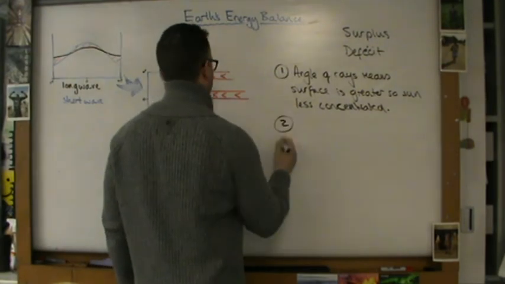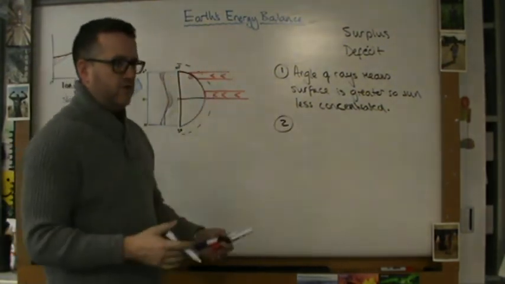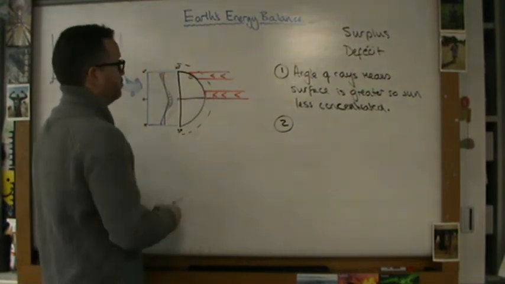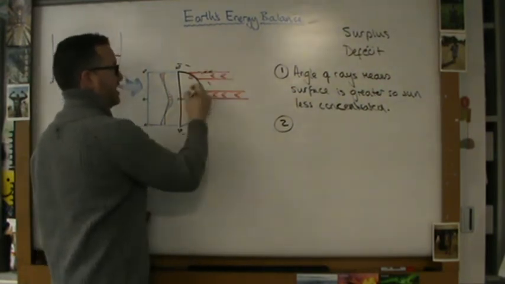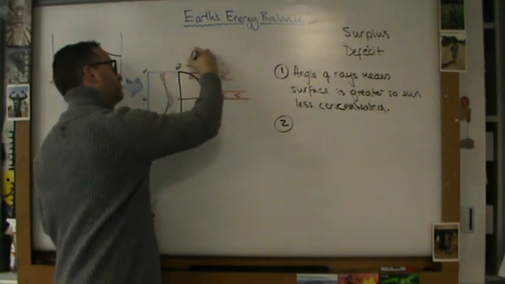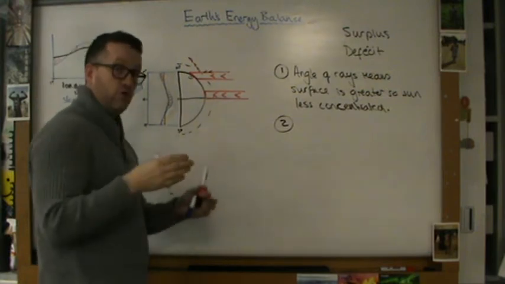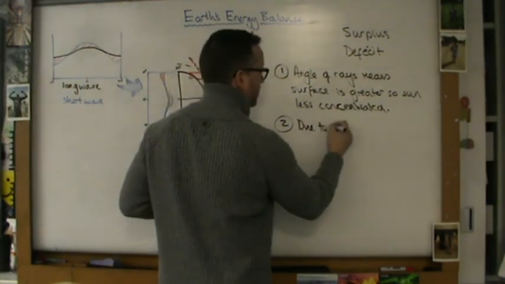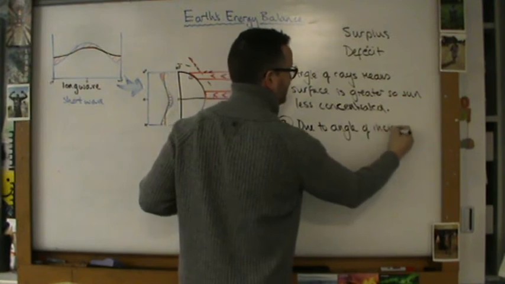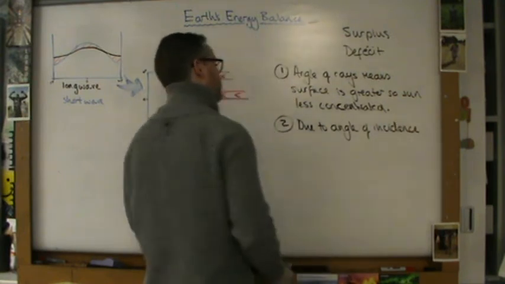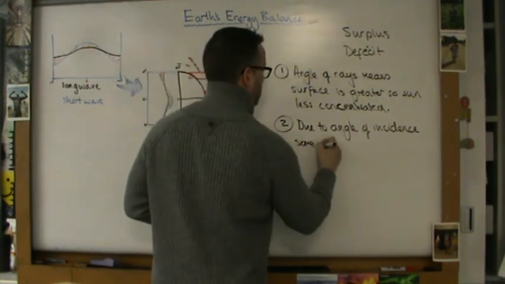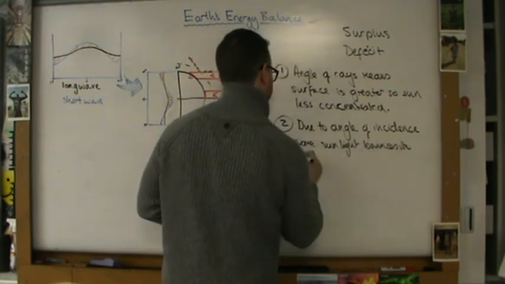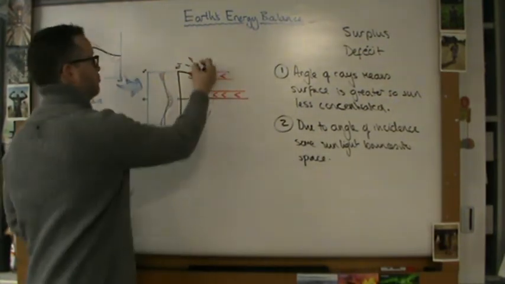2. A bit like when you're playing snooker, there's ricochets, okay? And the sun's rays approach at this angle and then bounce off into space. Whereas these rays here arrive much more directly and therefore land directly and don't bounce off. So number 2 is due to angle of incidence. That's the key term. Some sunlight bounces into space. And that would of course get the label 2.